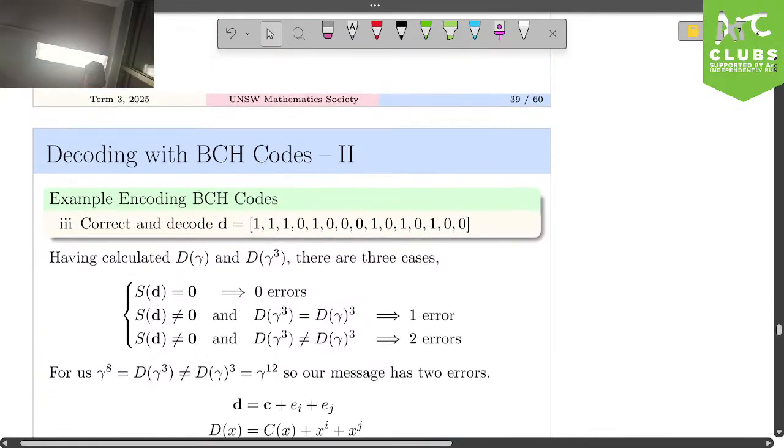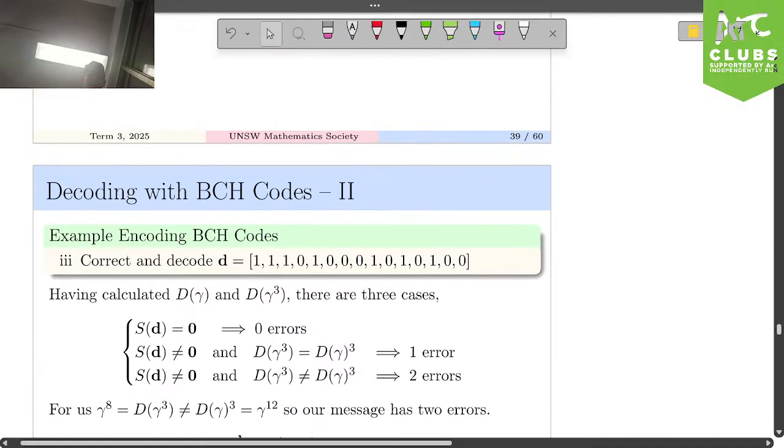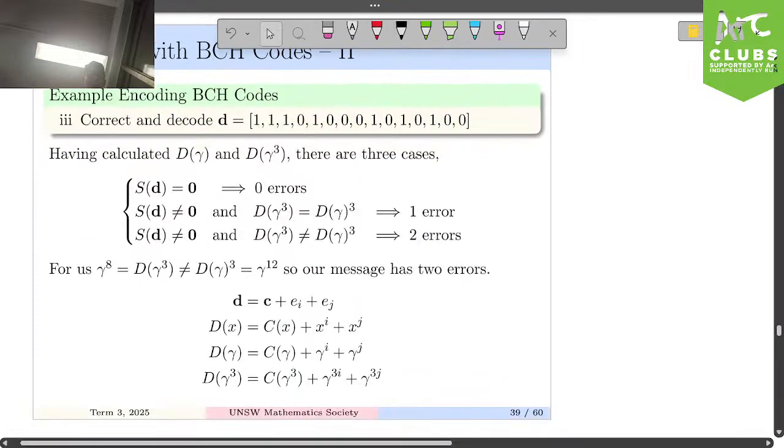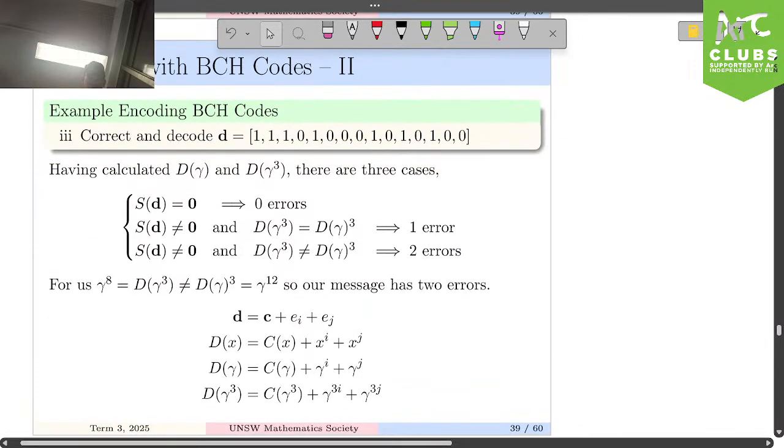So, what was it for us? Well, for us, d of gamma was equal to gamma to the 4th, and d of gamma cubed was equal to gamma to the 8th. Well, 4 times 3 is 12. 12 is not equal to 8, so we've got 2 errors going on. And so we have to figure out where they are.